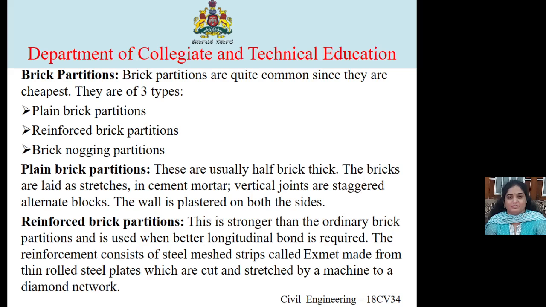For reinforced brick partition, this is stronger than the ordinary brick partitions and used when better longitudinal bond is required. Through the reinforcement, they achieve this better longitudinal bonding. The reinforcement consists of steel meshed strips called XPM made from thin rolled steel plates which are cut and stretched into a diamond network. So they use something like a mesh strip in between the layers, and it becomes a reinforced brick partition.